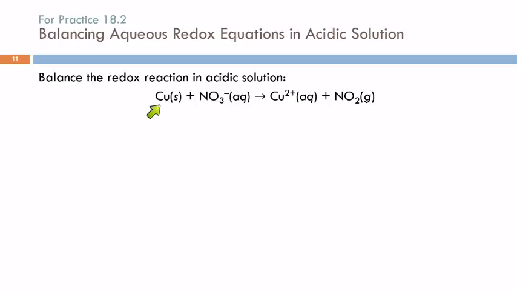So here we have a copper atom and a nitrate ion, and we're making a copper ion and nitrogen dioxide. What's the first thing we need to do? Check masses. Oxidation numbers, oxidation states. So the oxidation state for copper is 0. And then we've got nitrate ion.